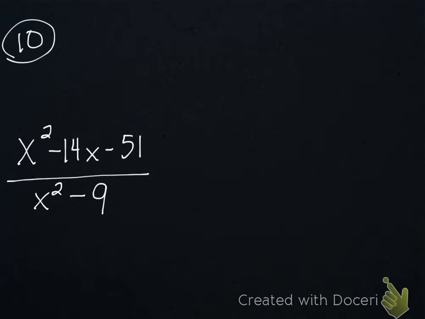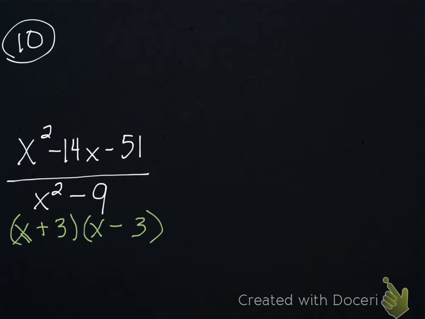Number 10. I have a quadratic over a quadratic. The top one looks really odd because of that 51. So I'm going to start by factoring the denominator. It's perfect squares. So I have x's in front. Square root of 9 is 3. So I have a plus 3 and a minus 3.